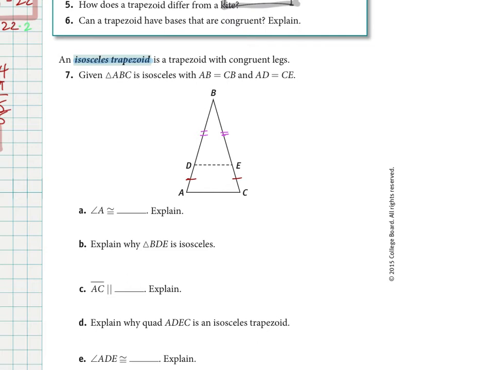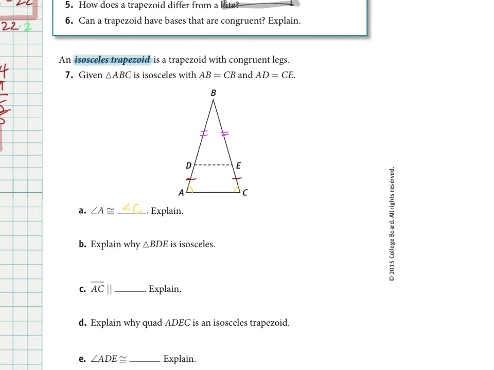Now, it wants us to start filling in some of the blanks. It wants us to look at finding which angle is congruent to angle A. So think back to what we know about isosceles triangles, and we're going to apply it to isosceles trapezoids. So think about maybe a base angle. What's going to be congruent to this base angle? That's right, angle C. So angle C is going to be congruent to angle A.